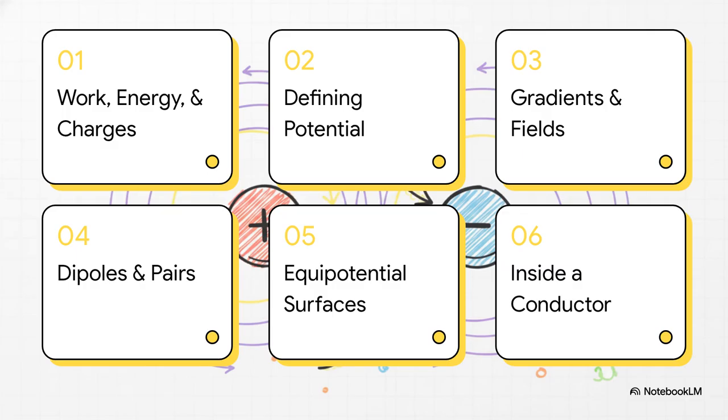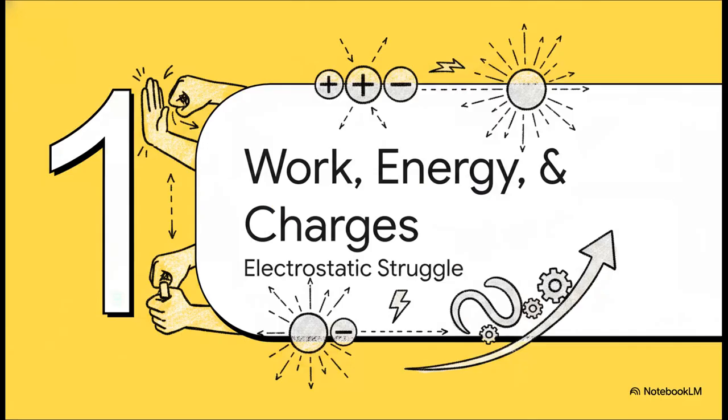Okay, here's our roadmap for exploring this landscape. We'll be moving chronologically through these 6 core concepts: work and energy, defining potential, gradients, dipoles, equipotential surfaces, and finally, what actually goes on inside a conductor. Starting with Section 1, work, energy, and charges. Basically, the struggle against the electrostatic force.